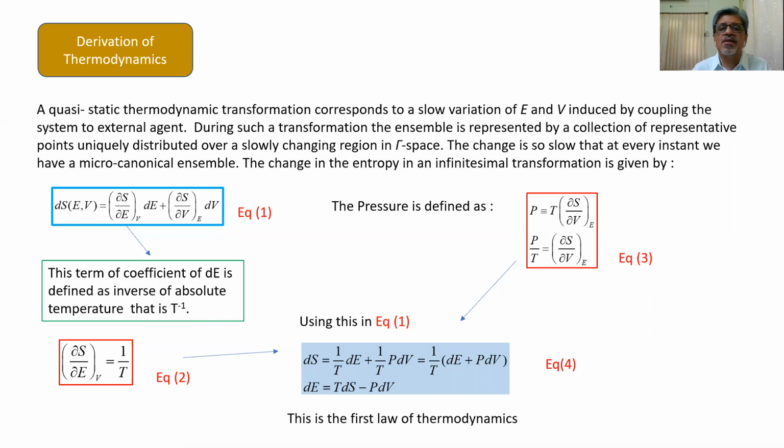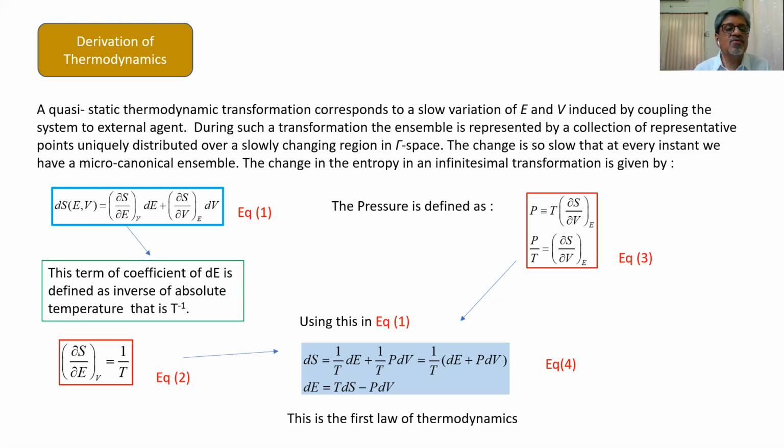During such a transformation, the ensemble is represented by a collection of representative points uniformly distributed over a slowly changing region in gamma space. The transformation takes place in such a manner that for a small time interval, we can consider it uniform in gamma space. The change is so slow that at every instant we have a micro-canonical ensemble, and the change in entropy in an infinitesimal transformation is given by equation number one. So at any instant of time, we have a micro-canonical ensemble, so it is constant at any instant of time. But for a larger time interval, it does not remain constant.